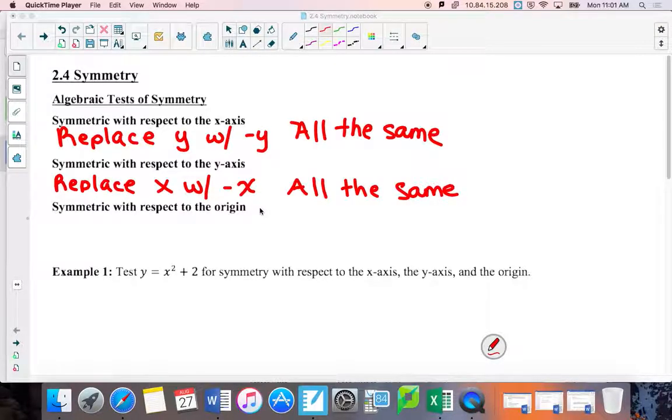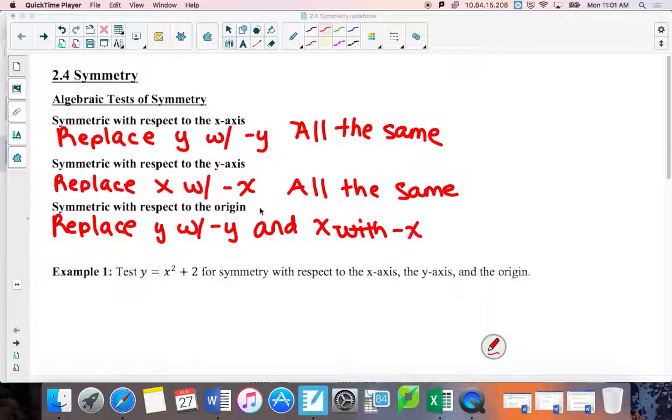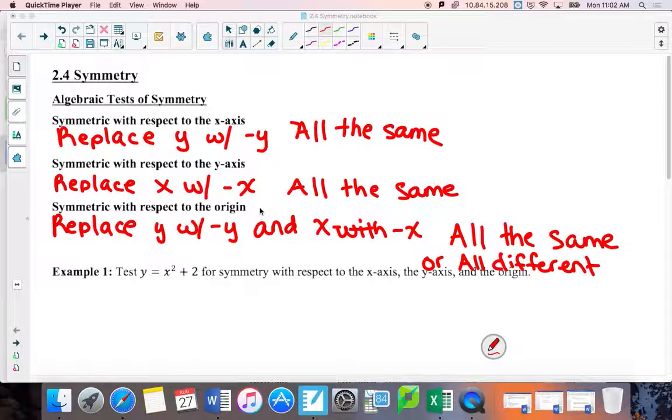And then to test for symmetry to the origin, you've got to do both. So you're going to replace y with negative y and x with negative x. If you get everything back the same, I'm also going to say or all different, then you are symmetric to the origin. And you'll see an example of that when we go through it. But you have to do both when you're testing for the origin. Okay, so let's go ahead and take a look at a couple examples of these.